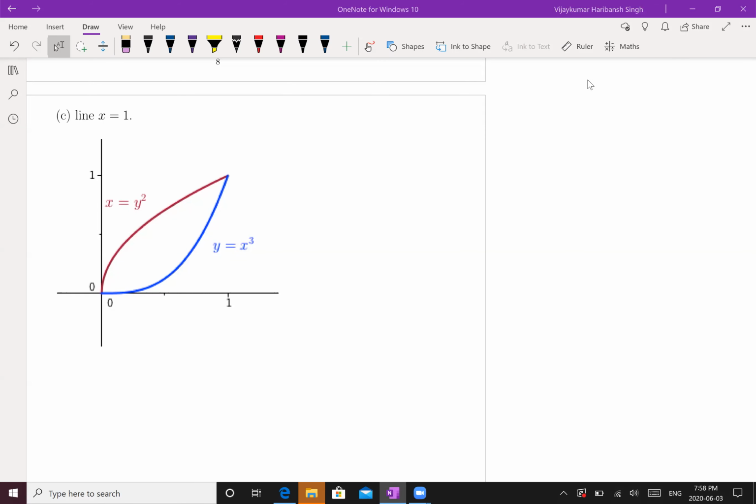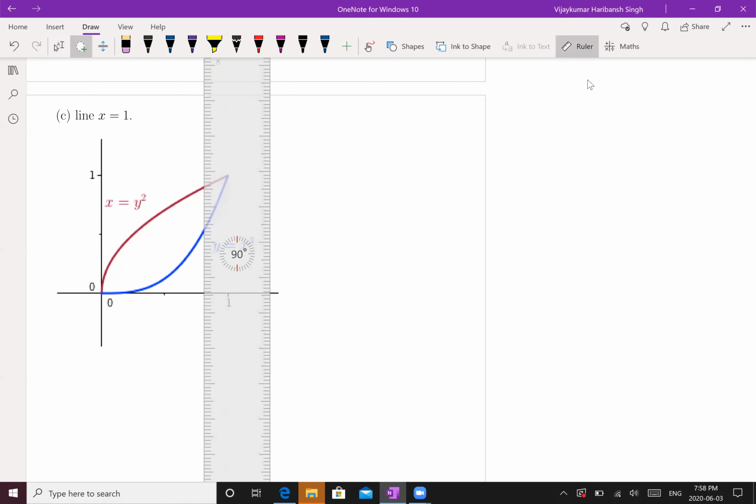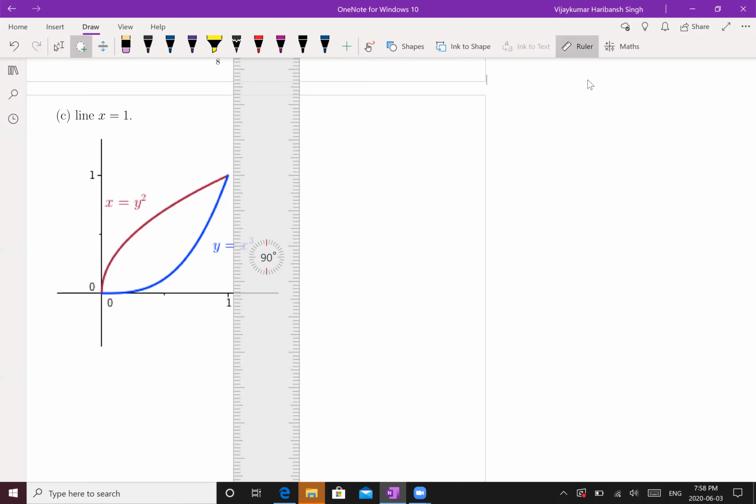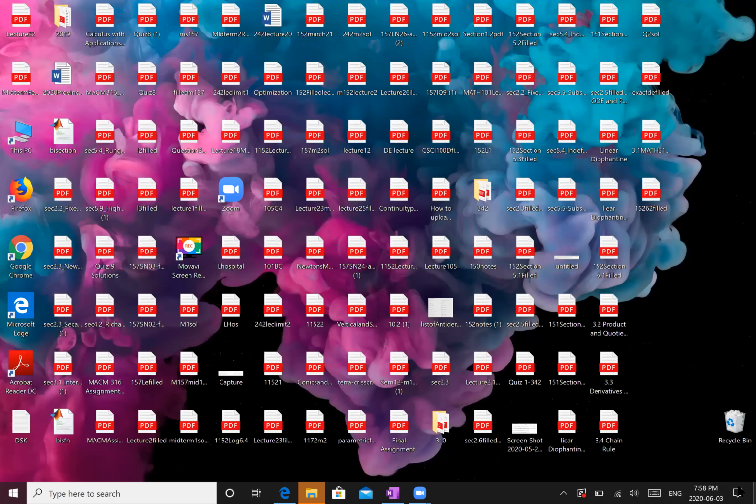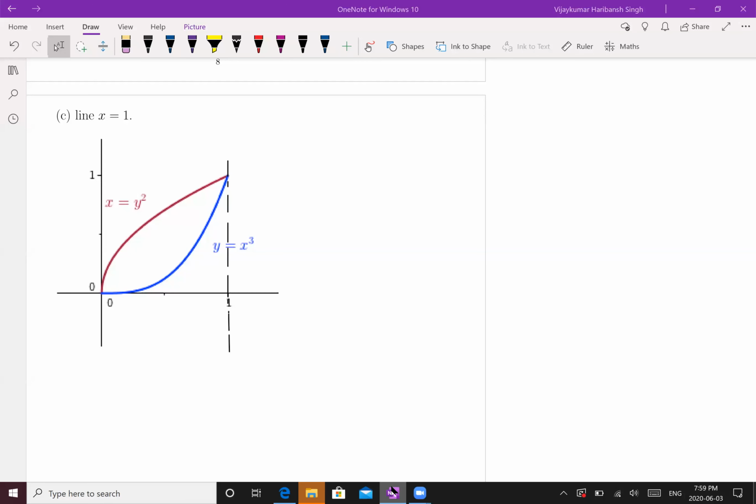So now let's look at the following problem. So we have y equals x squared, y equals x cubed, but instead of rotating it around the x or y axis, we are rotating around the line x equals 1. So how does the line x equals 1 look like? So this is your line x equals 1. So in this case, what you have is you are taking this line and rotating it around x equals 1 like that, right?